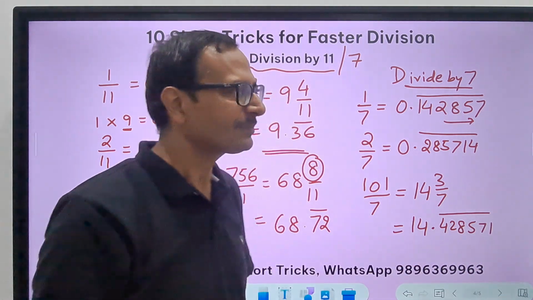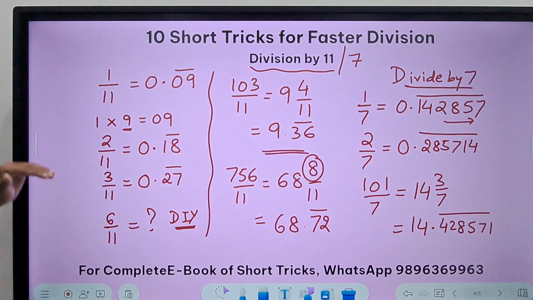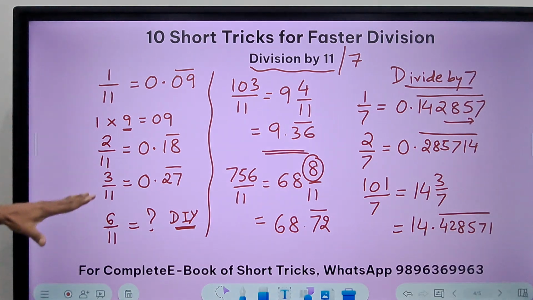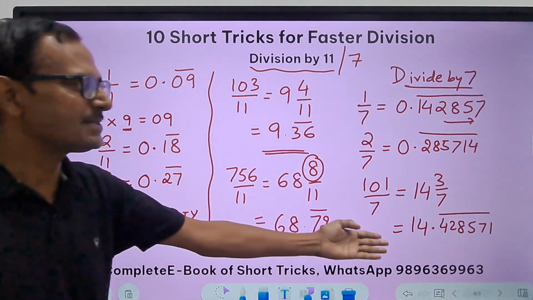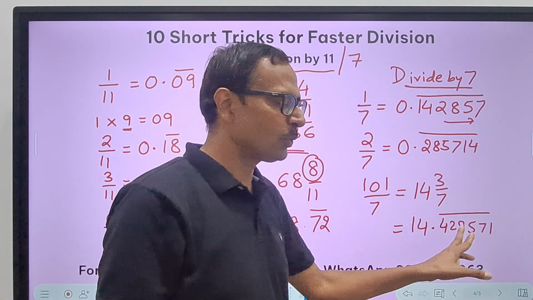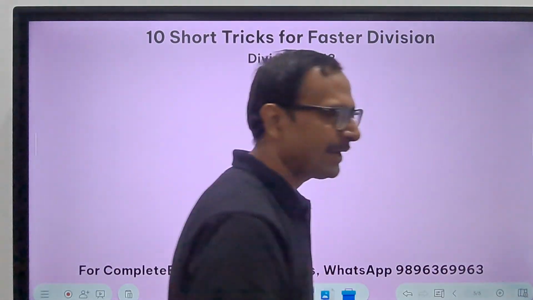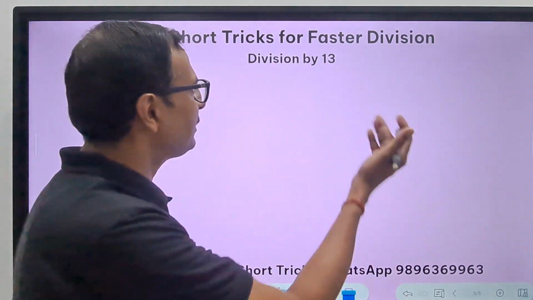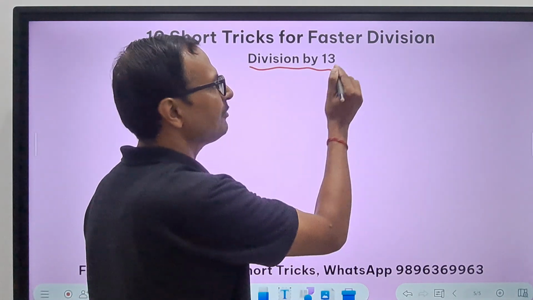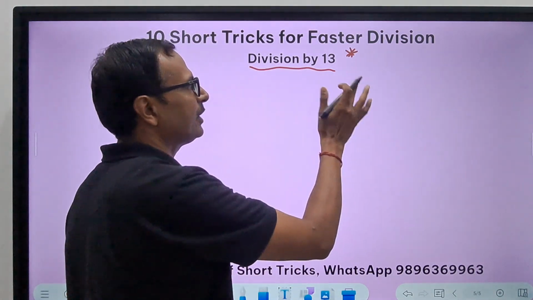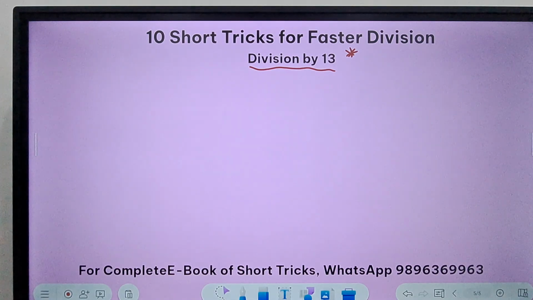You can check. Right? So this is the trick in which we divide numbers by 11 and then the numbers by 7. 14.428571 bar. Likewise, we can go on and extend the video to any length. Let me take one more. This is another very interesting and very important short trick in mental maths.